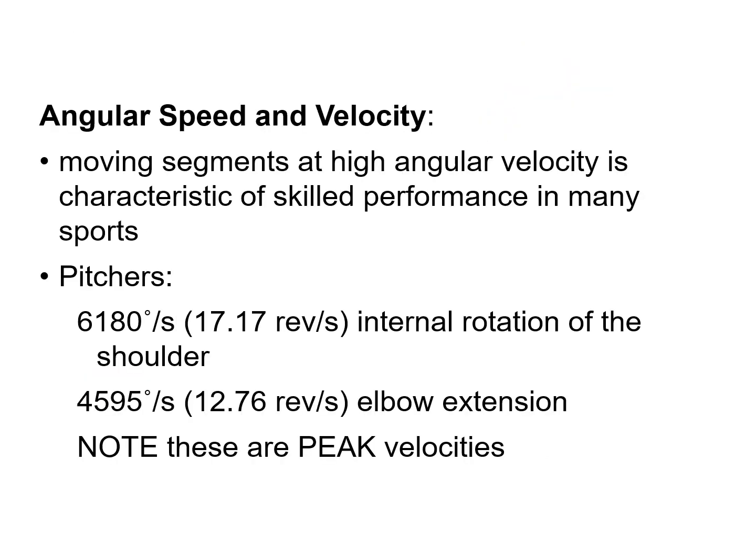So let's talk about our angular speed and velocity. Moving segments at a higher angular velocity is usually a characteristic of skilled performance in many sports. In pitchers, most professional pitchers will rotate their arm approximately 6,180 degrees per second, or 17.17 revolutions per second of internal rotation in the shoulder. And then we see almost 5,000 degrees per second at the elbow of elbow extension. These are peak velocities. They're not average velocities.